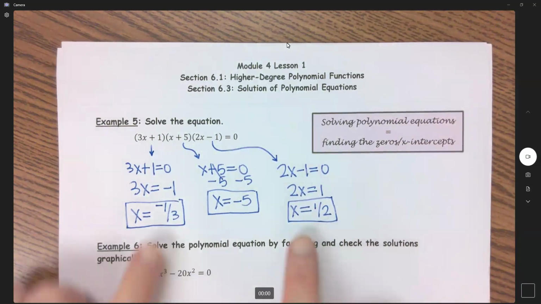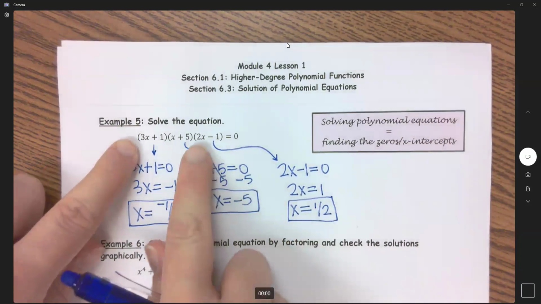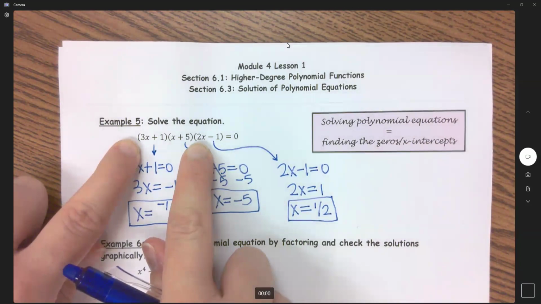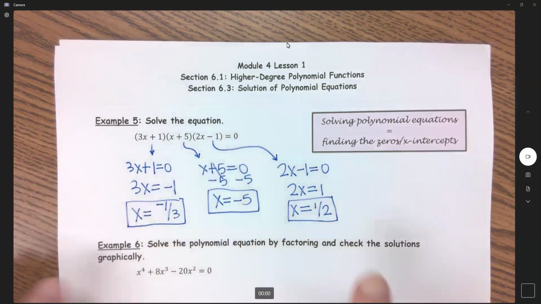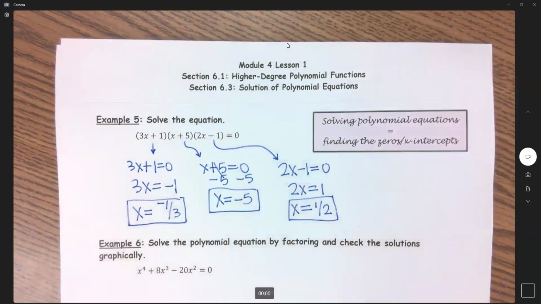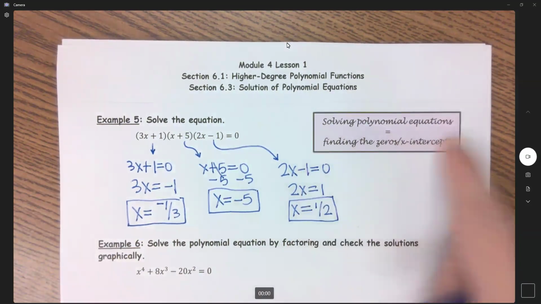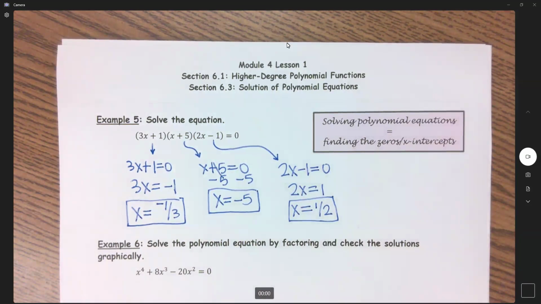Okay, so we get those fractions here when I have a number in front of that x. So don't just assume that this is x equals -1 and x equals +1. Work through the problem. Okay, now I have this note here that solving polynomial equations, which includes quadratics, is the same as finding the zeros / x-intercepts of your graph.